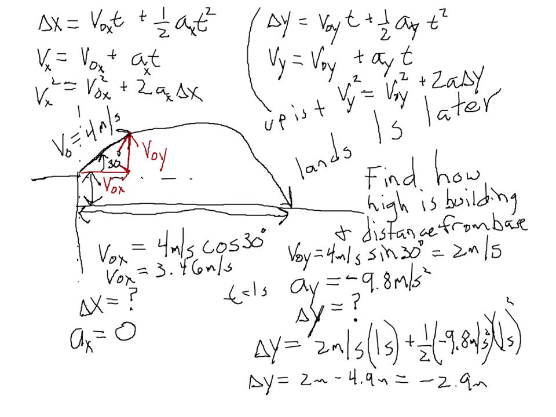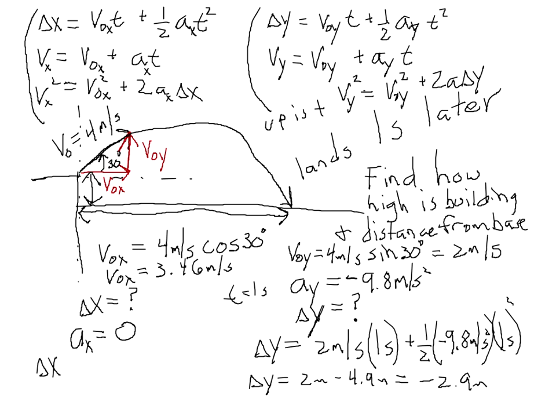All right, how about the other part of the question? Find the distance of the building from the base. Well, that's delta x, the displacement in the x direction. For x questions, we use this set of kinematic equations. And again, the first one will work. But it's even easier this time because a sub x is equal to 0.